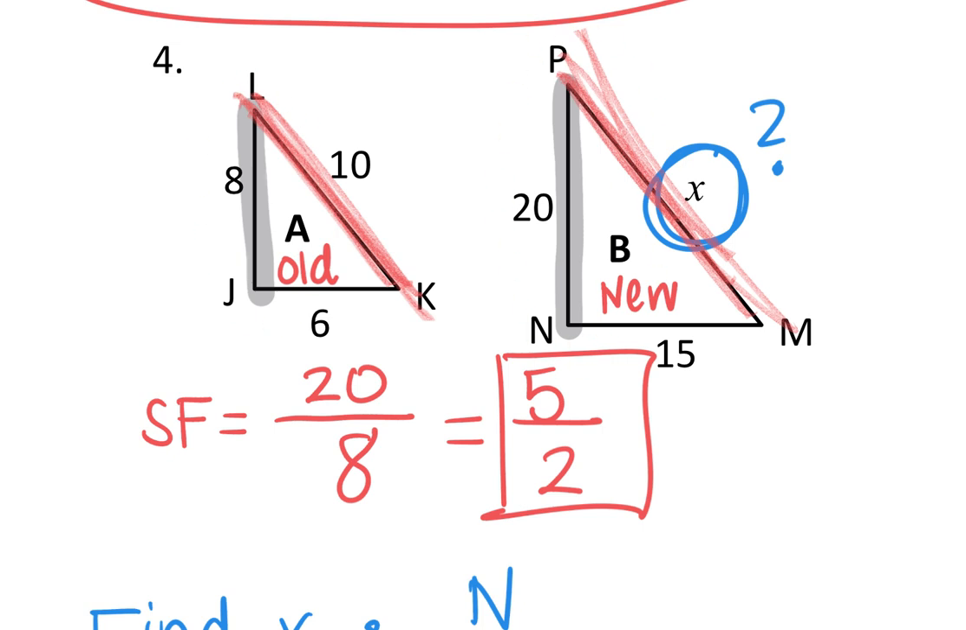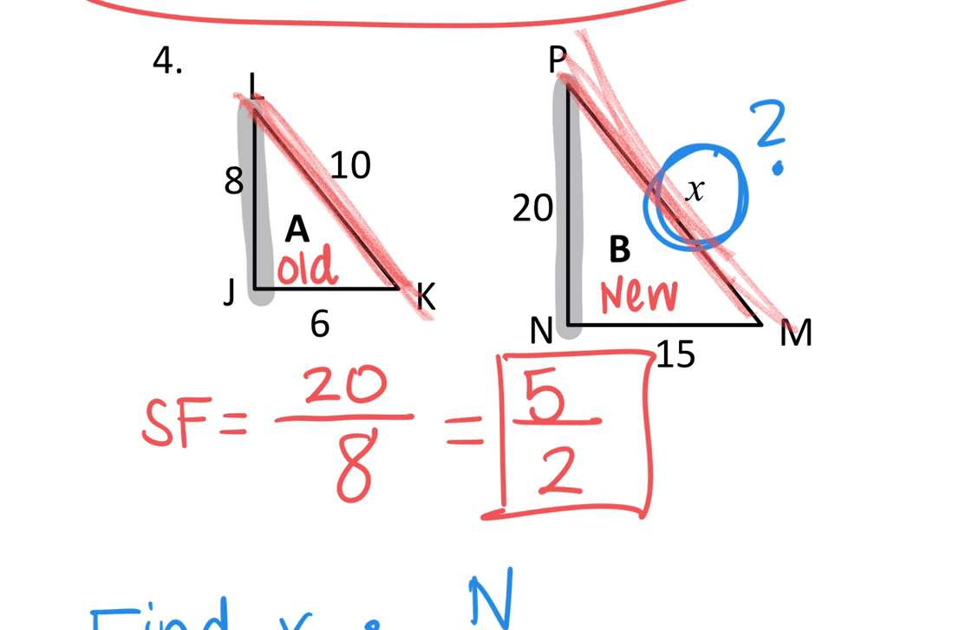So, este lado fue el que usé para hacer el scale factor. Pude haber usado 6 y 15, son lados correspondientes, son las bases, pero no lo hice, nomás porque no quise, ¿ok? Yo usé 8 y 20. Esos son los lados correspondientes, ¿ok? So, nuevo sobre viejo. 20 es el lado nuevo, so va arriba. Y 8 es el lado original, so va abajo.